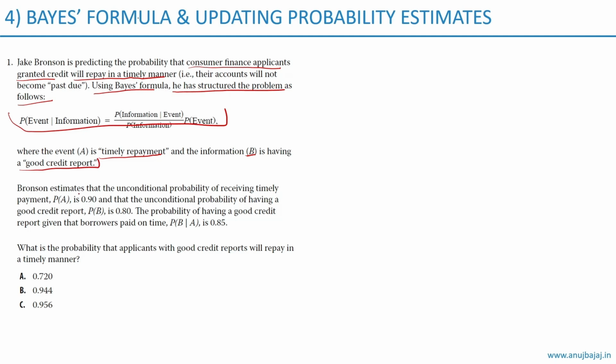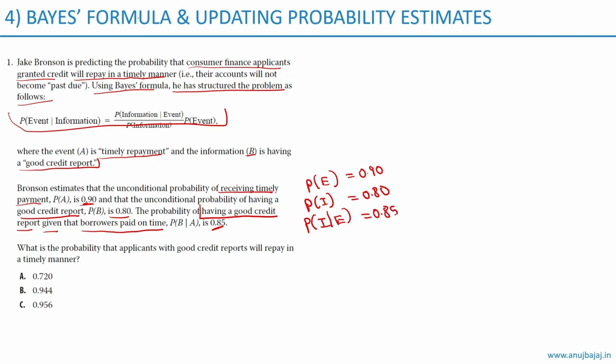So Bronson's estimate is that the unconditional probability of receiving a timely payment is 90%. So the probability of the event, which is receiving timely payment, is 90%. And the unconditional probability of having a good credit report is 80%. So the probability of the information is 80%. And the probability of having a good credit report given that borrowers paid on time is 85%. So the probability of the information given the event equals 85%.